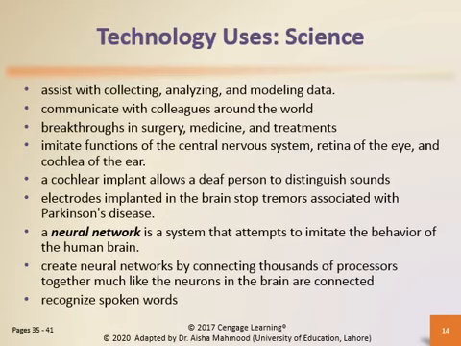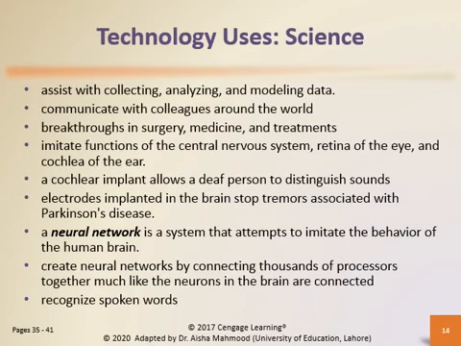All branches of science, from biology to astrology or to metallurgy, use computers to assist them with collecting, analyzing, and modeling data. Scientists also use the internet to communicate with colleagues around the world. Breakthroughs in surgery, medicine, and treatments often result from scientists using computers.